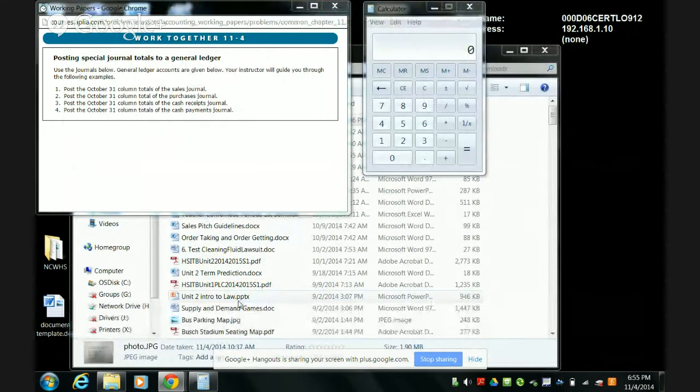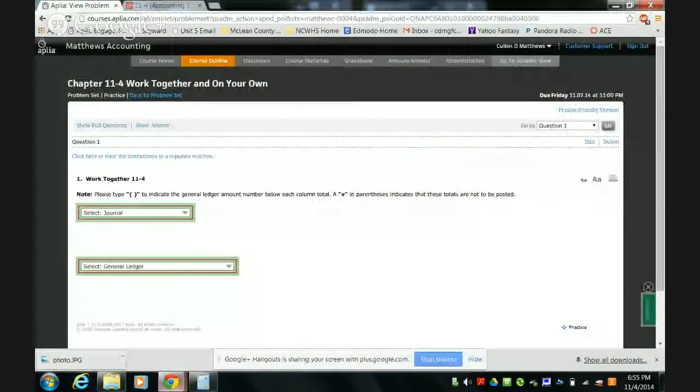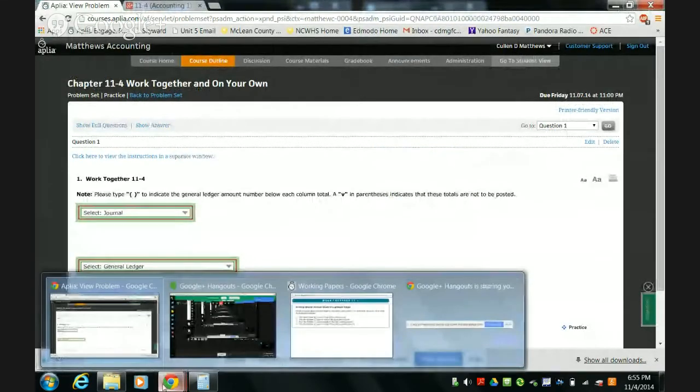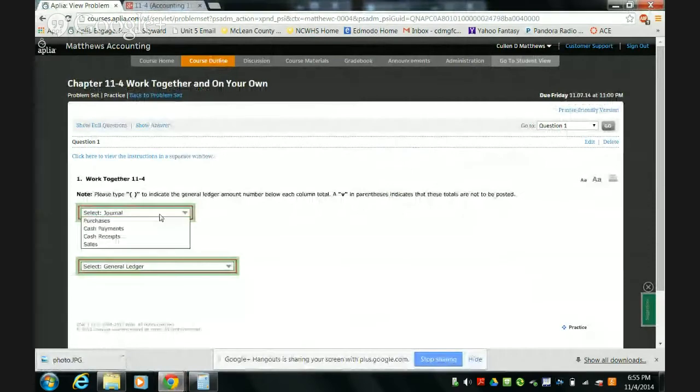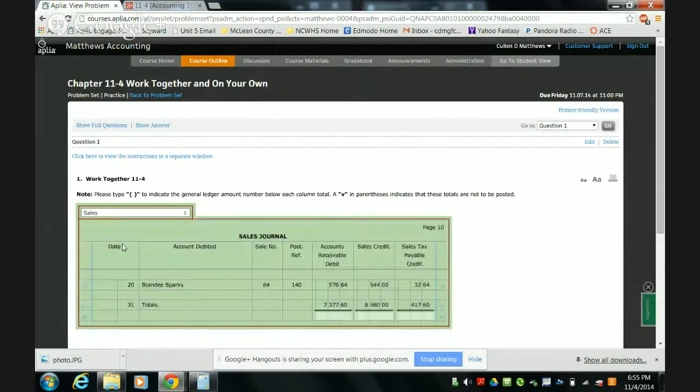We're going to do 11.4, posting special journal totals to a general ledger today. If I pull up my work together for 11.4, it looks like this, and I've got my instructions and calculator as well. Just as a reminder, I'll do my purchases first because that's the order we'll go in. Sorry, sales will be the first one.